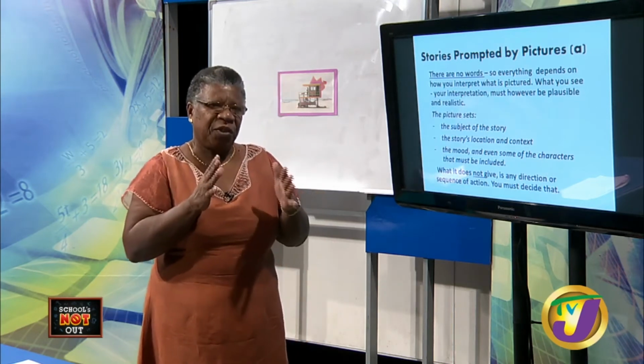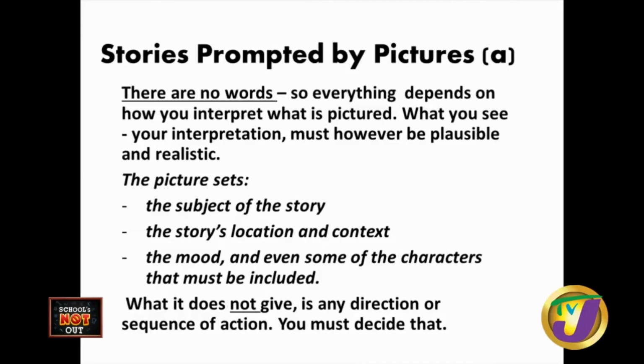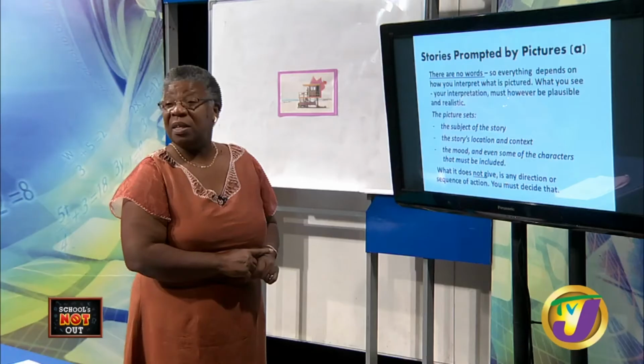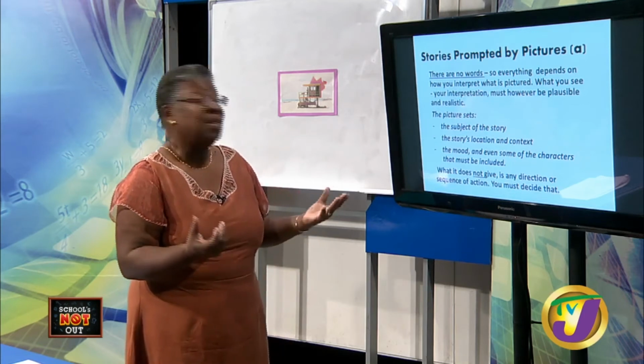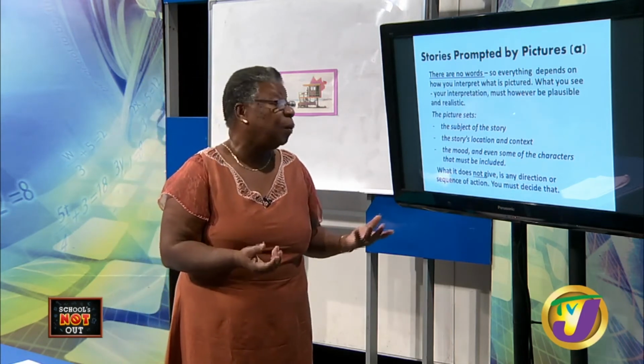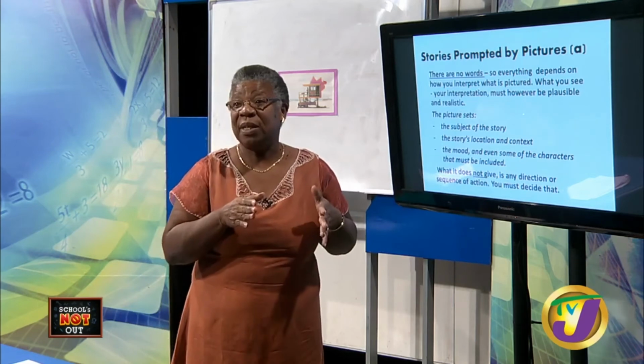When you get a picture, it does some things and it doesn't do some things. The picture sets the subject of the story. The picture sets the story's location and content. It sets the mood. It tells you who is going to be included. All of those things. What it does not tell you, what it does not give, is any direction or sequence of action. You must decide that.